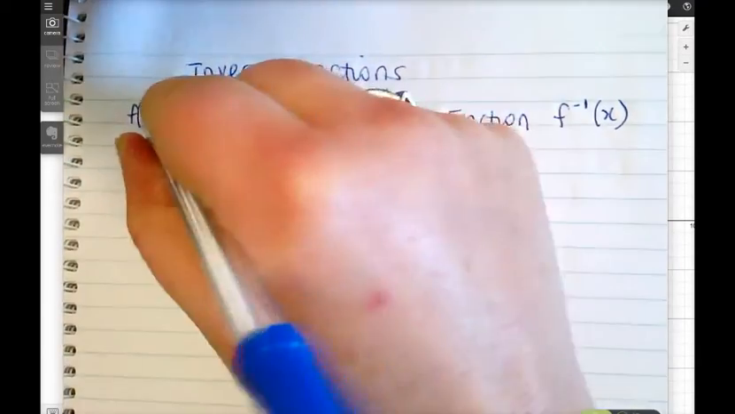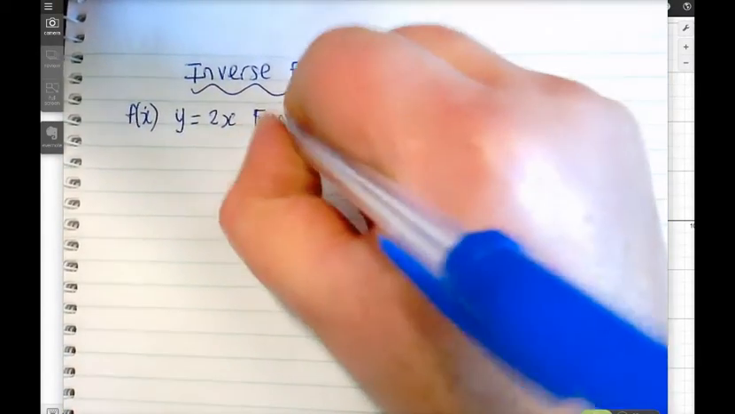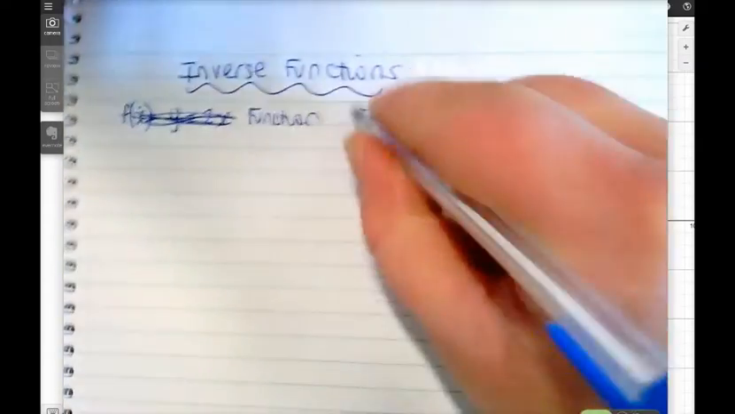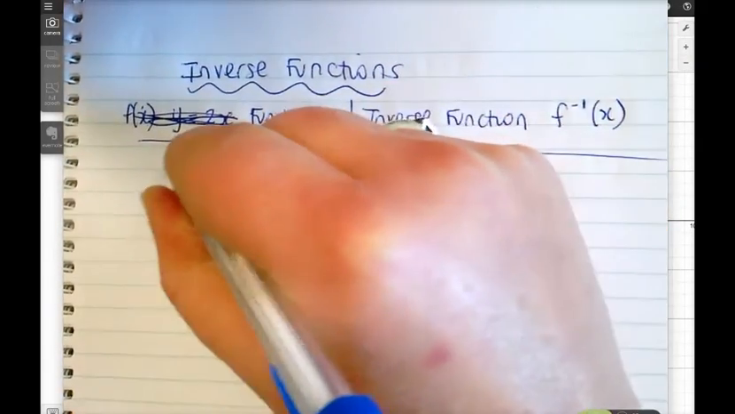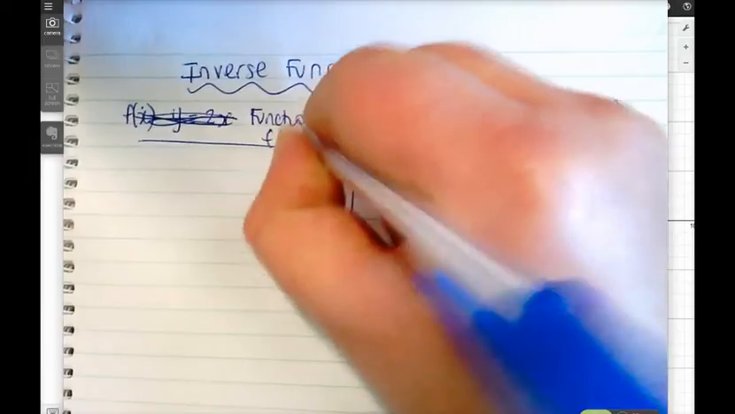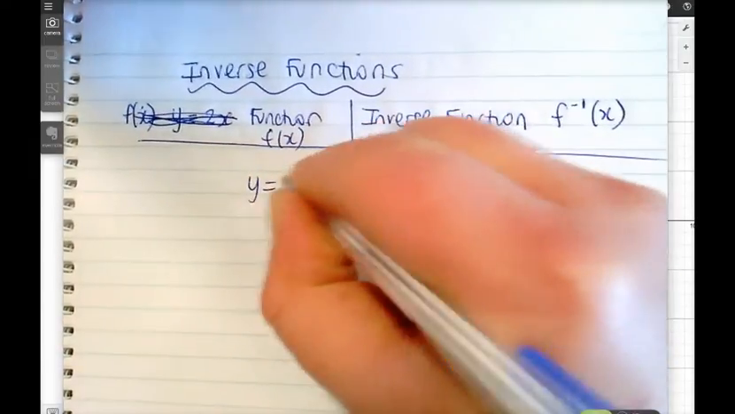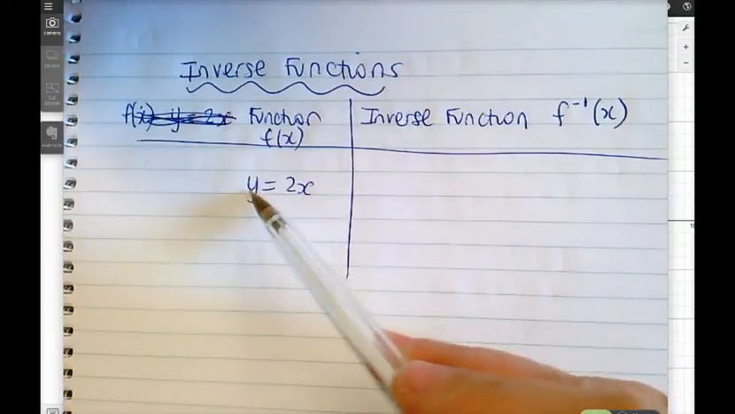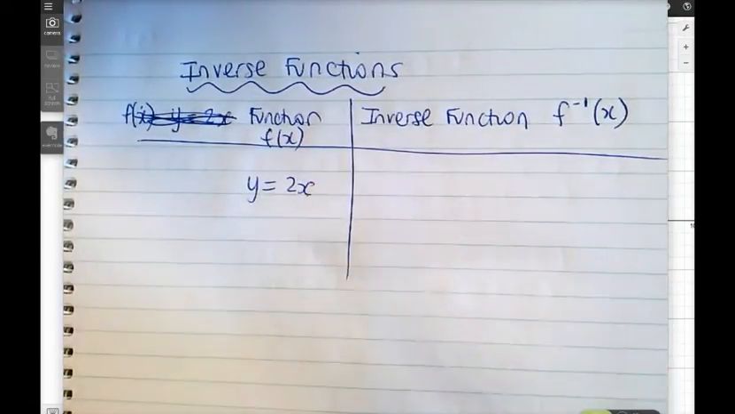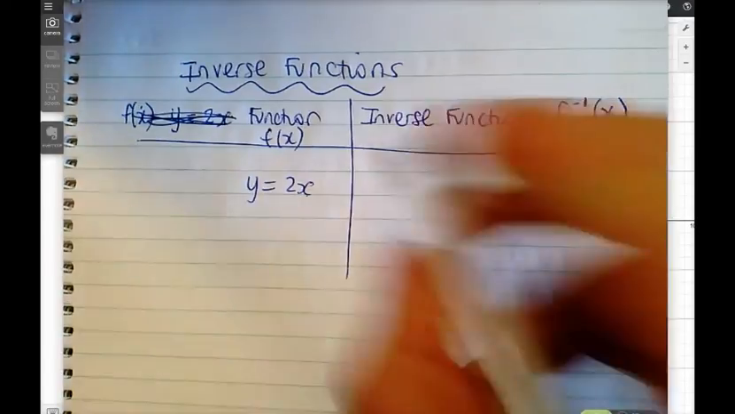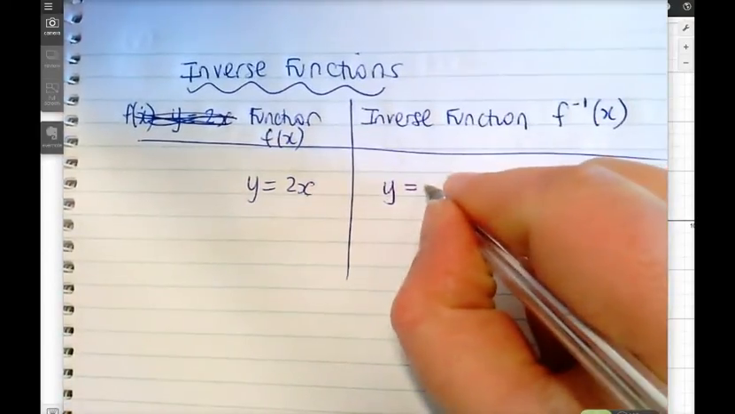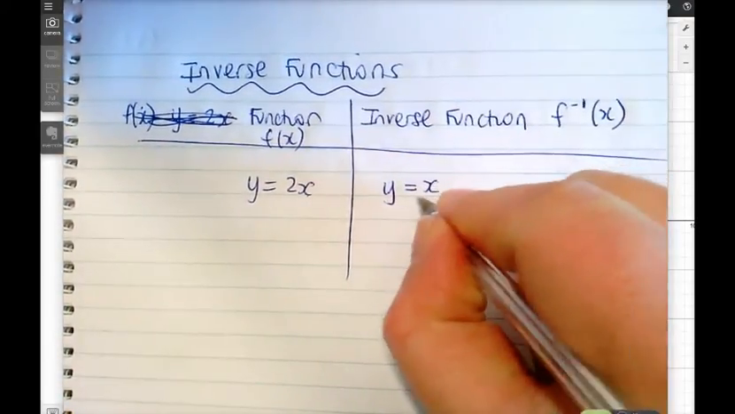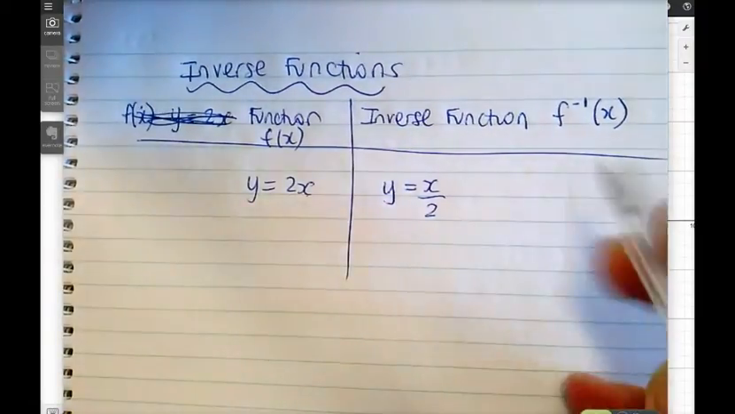So, actually, what I'll do, I'll write here normal function and the inverse function. Normal function is written as f of x. If my first normal function is y equals 2x, this means y equals 2 times x or x times 2. What's the opposite of x times 2? Or what's the inverse operation of times 2? Divide by 2. So the inverse function is y equals x divided by 2, okay?